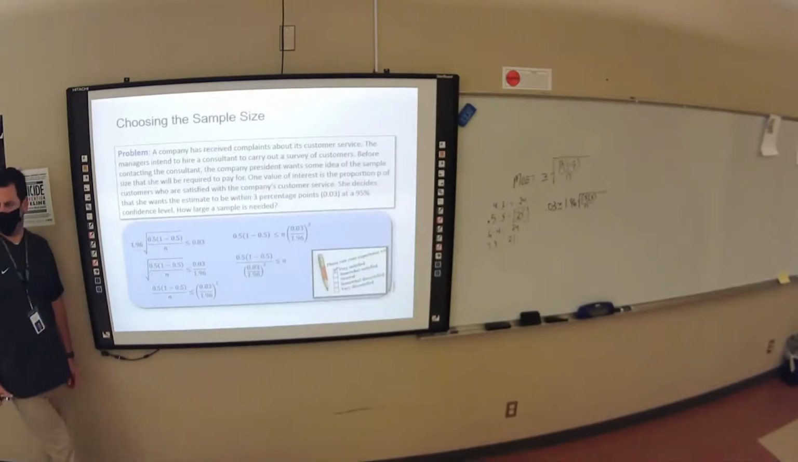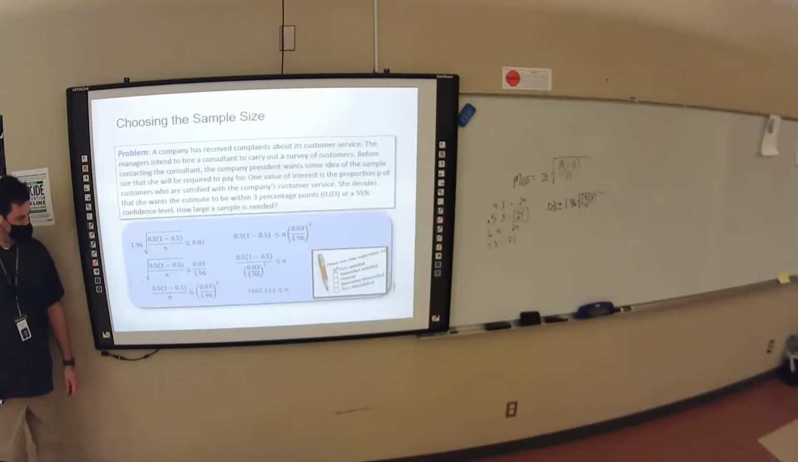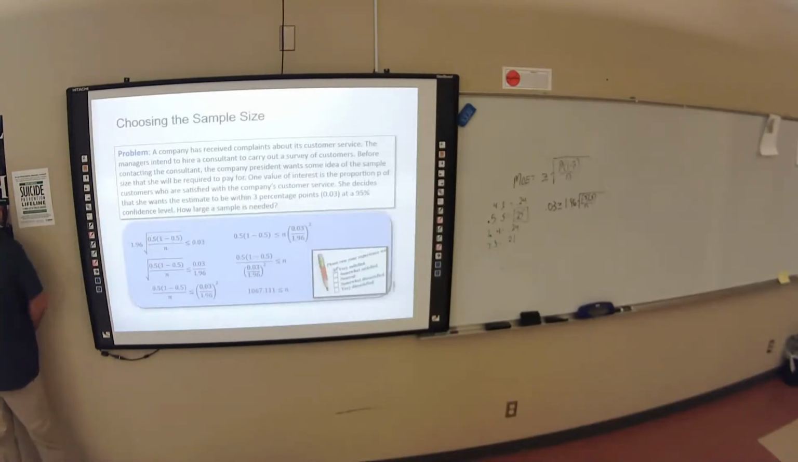It looks pretty bad, but we also know that 0.5 times 0.5 is nothing more than 0.25. So it'll be 0.25 divided by whatever 0.03 divided by 1.96 squared is. And I think they're going to get something like 1067.11. Which means we need to sample 1068. Because just like last chapter, we cannot round it down. You have to round it up to the next person.